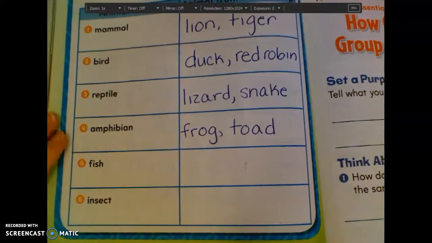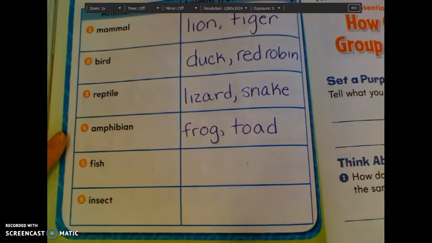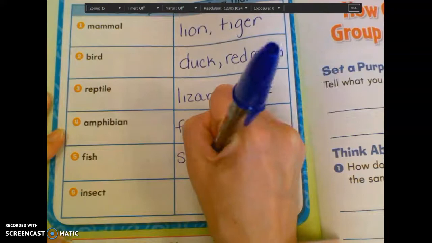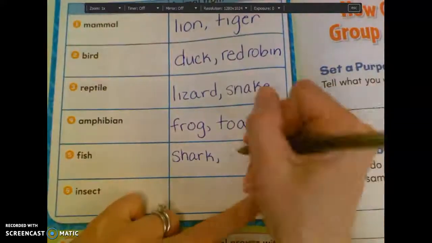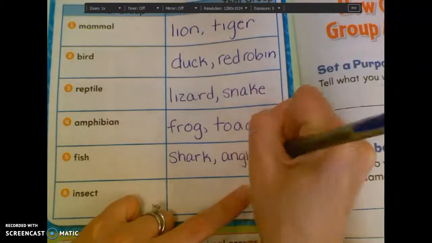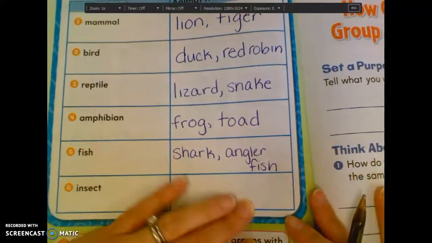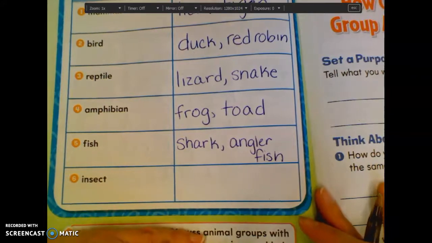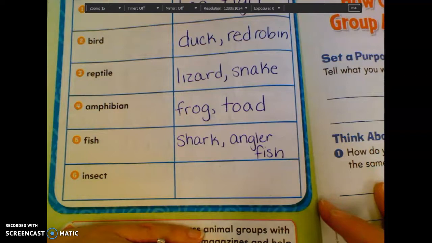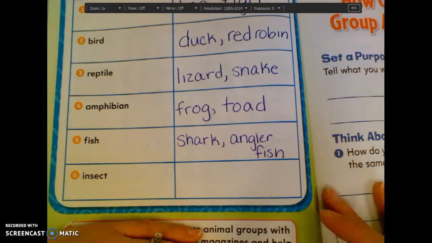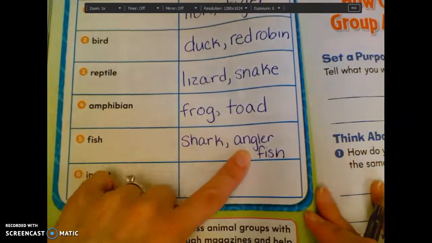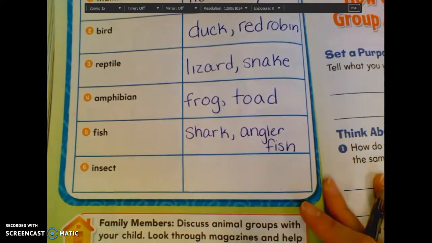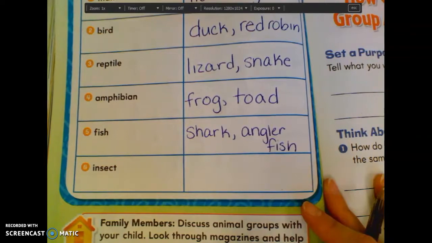Good. What about fish? A fish. Logan? Shark, yes. What about what you're going to be for Halloween? Yeah, anglerfish. Okay. Angler fish? Yeah, you could write bluegill if you want. Bluegill, a bass, salmon. Those are all different types of fish. Yes, Isabel. What was up here? Shark and anglerfish. Good.